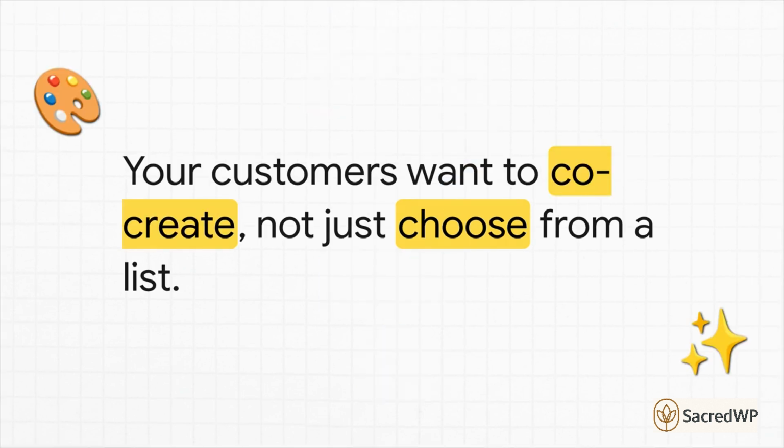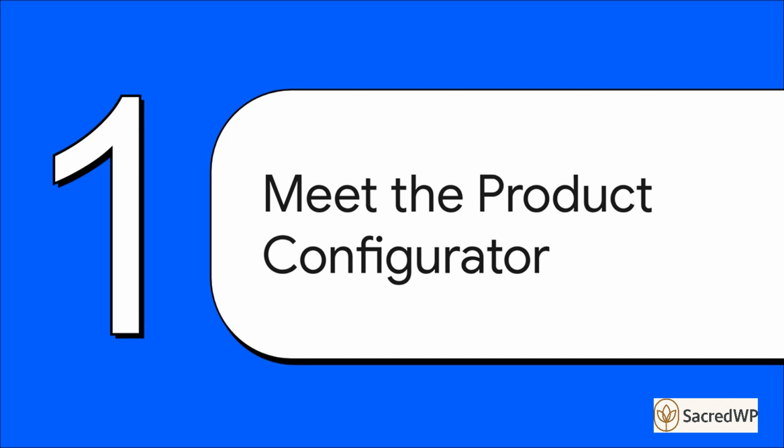And here's the thing, customer expectations have completely shifted. People don't just want to pick from a list anymore. They want to be part of the process. They want to co-create something that feels like it's theirs. You're basically turning them from a passive browser into an active partner with your brand. So how do you make that happen? Well, that brings us to the hero of our story today, the Product Configurator.